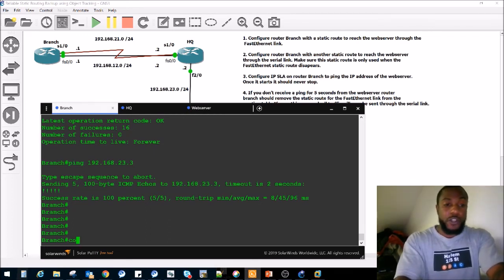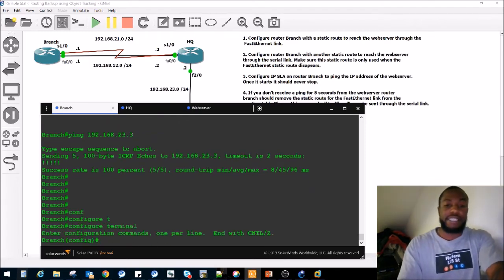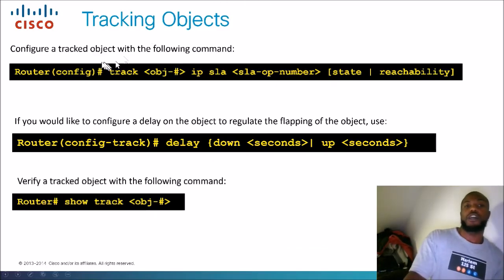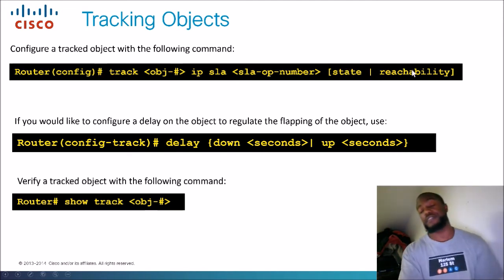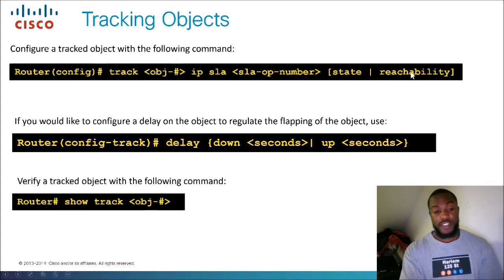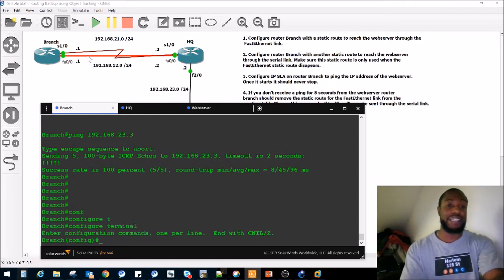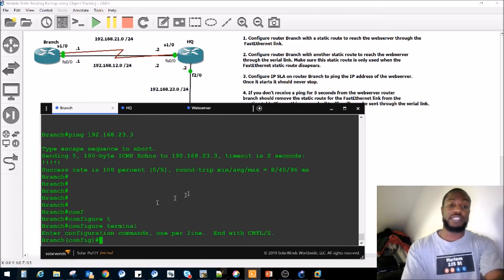So what we're going to do is we're going to go to global config mode. We said to configure a track object, you just type in the keyword track, and then you put in the object number. And from there, you're going to add IP SLA and then check its state or reachability of what you're trying to track. In this case, we are going to track the fast Ethernet interface. That's the primary link. This primary link, we want to track this. If it goes down, please go ahead and fail over to that address, right? I mean, that interface right there, right? So let's go ahead and do that.